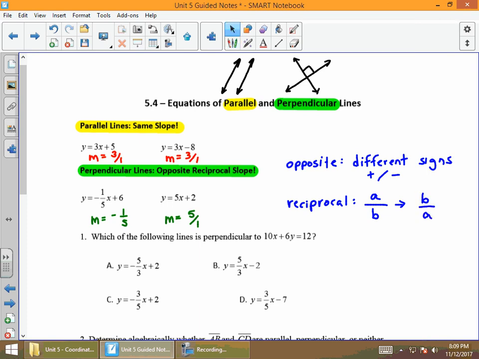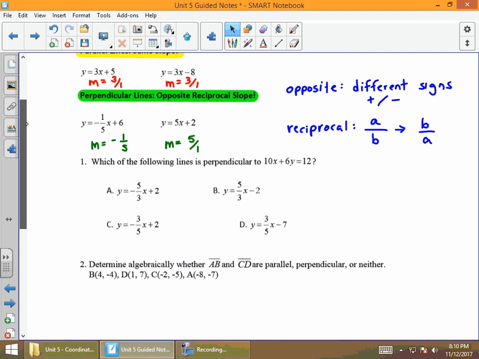So both of these things have to happen. The fraction has to be flipped upside down, and they must have different signs. It has to be an opposite reciprocal, not just a reciprocal and not just opposite. It has to be both opposite and reciprocal. If it is, then that special type of intersecting line is called a perpendicular line. It will cross at 90 degrees.